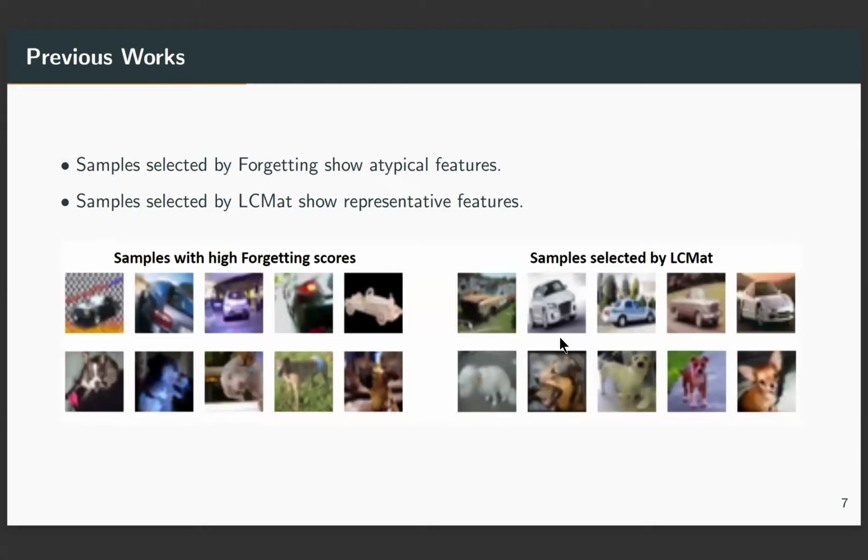To help your understanding, we provide some real examples. Here are samples selected by forgetting score, representing the difficulty score-based selection, and LCMAT, which represents the optimization-based selection. The first row is the car class and the second row is the dog class. As we can observe, samples selected by forgetting show some atypical features such as rotation and domain shift. Otherwise, samples selected by LCMAT show representative features such as clear characteristics of the class. We can figure out that the two methodologies target different types of data.